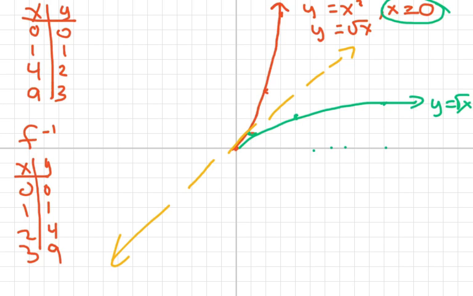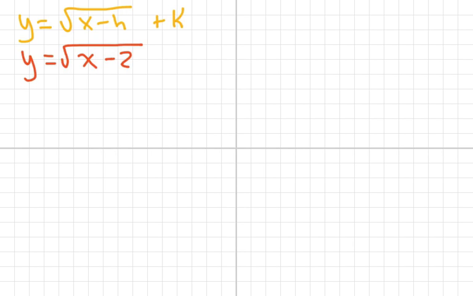Now, next thing we're going to do is transformations on it. The general form would be y equals the square root of x minus h, plus k. And again, I'm just going to go ahead and shift this. Let's just shift it to the right by 2. Here's your parent function. 4 goes to 2, and 9 goes to 3. So something like that.